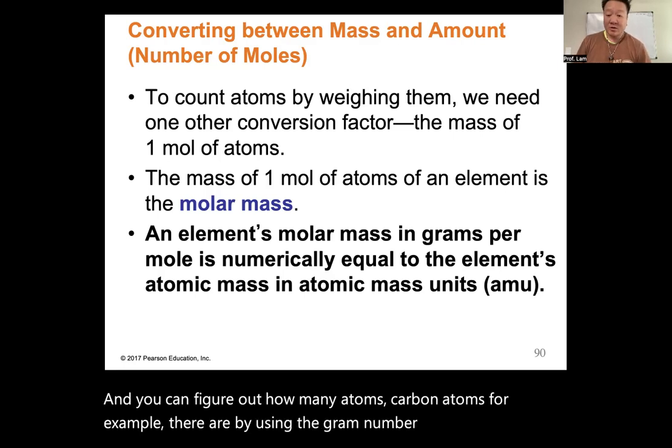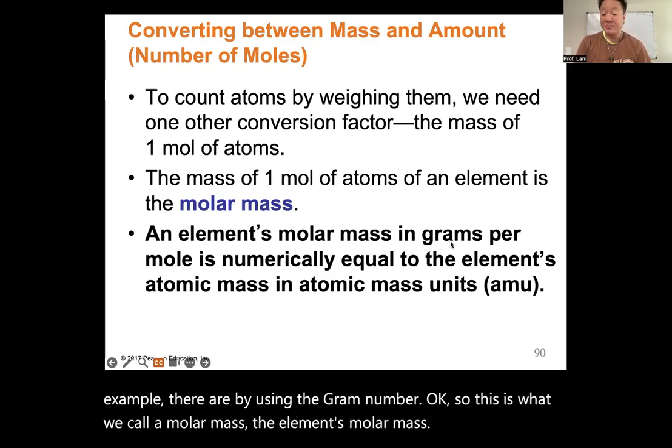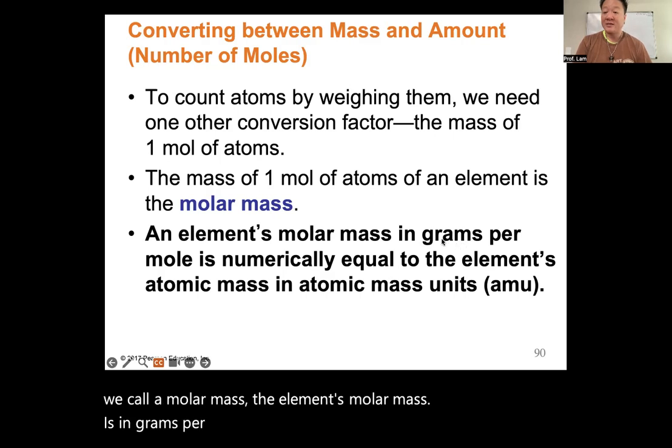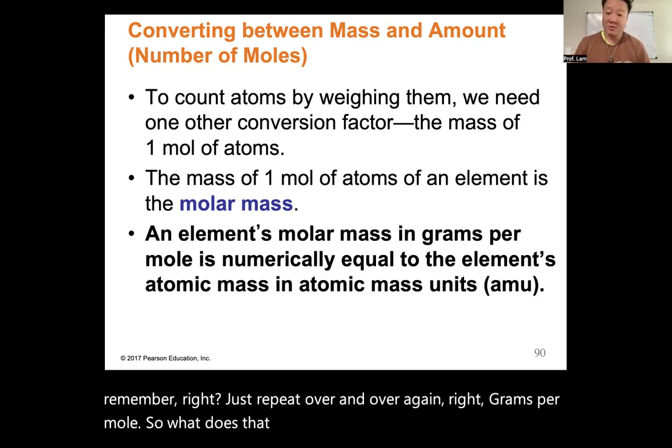So this is what we call a molar mass. The element's molar mass is in grams per mole. And that's a unit that I want you guys to remember, right? Just repeat over and over again, grams per mole. So what does that mean? In 1 mole of this atom is this many grams.